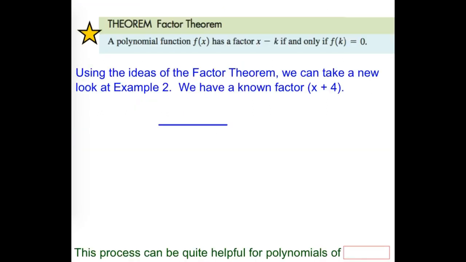All right, the factor theorem says a polynomial function f of x has a factor of x minus k if and only if f of k is 0. In other words, the remainder must be 0 if it goes in evenly. So using the ideas of the factor theorem, we can take a new look at example 2. We have a known factor of x plus 4.